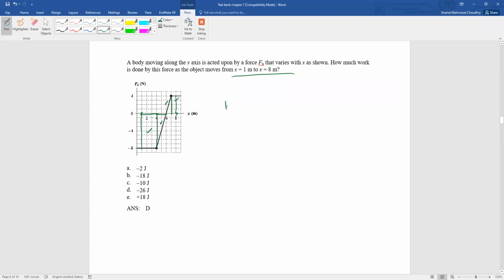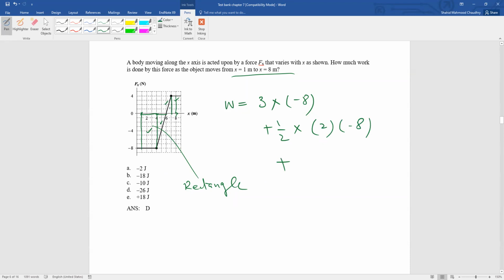So in the first region, the work will be from 1 to 4. This is a rectangle. This is not a triangle. This is a rectangle. So its area is length into breadth. So 4 minus 1 is 3 into minus 8. Minus 8. And then plus this triangle area. 1 over 2 into base from 4 to 6. 4 to 6 is 2. And then the height is minus 8.